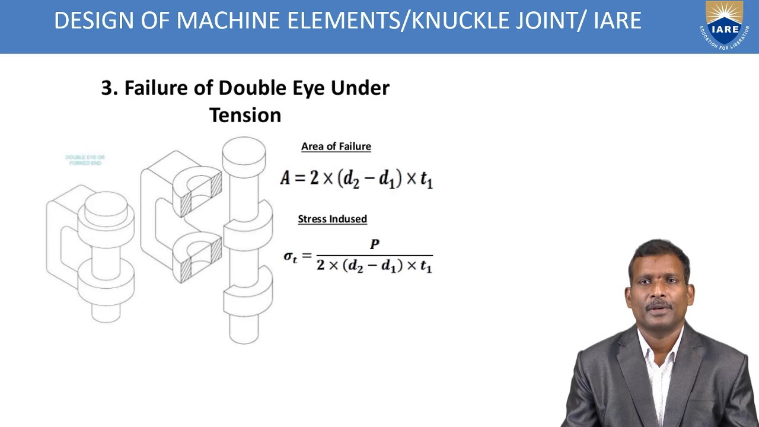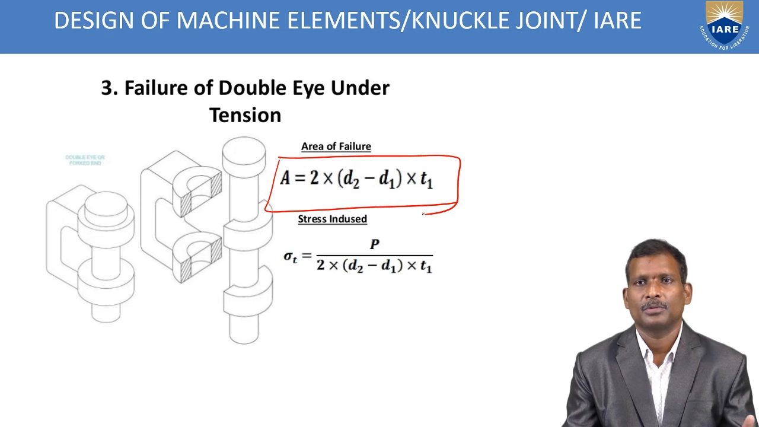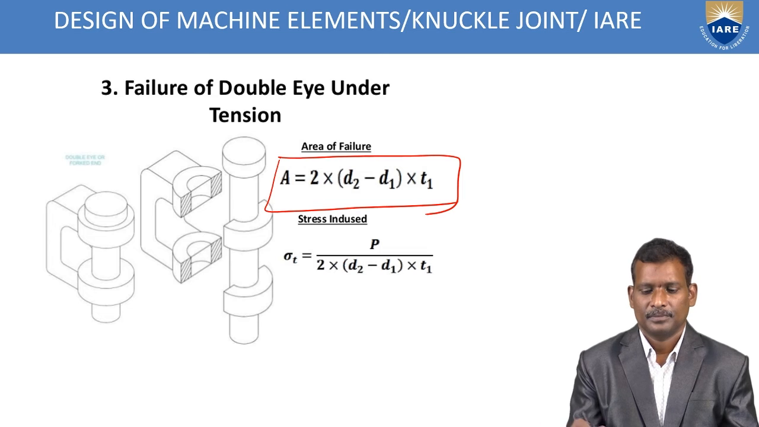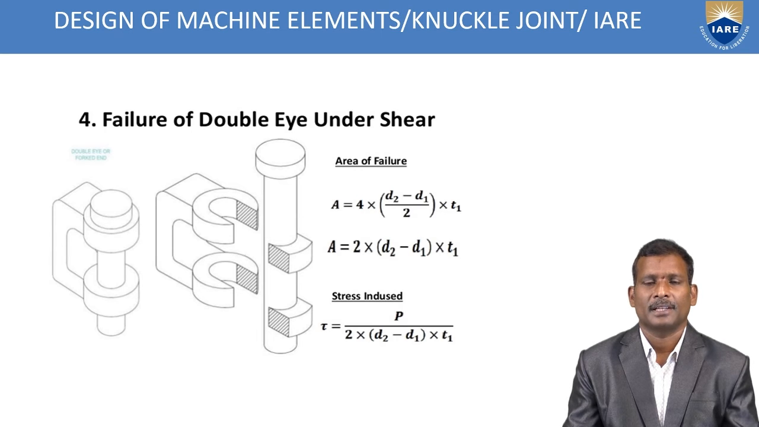Next, the third step is failure of the double eye under tension, the double eye rod. The area of failure is d2 minus d1 multiplied with t1. Two sides the failure occurred, so it is 2 multiplied with d2 minus d1 into t1. The stress induced sigma t is load upon area. Substitute in this equation and you may calculate t1.